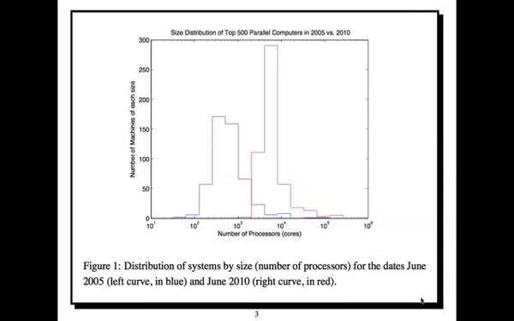What I'm showing here is the number of processors, which admittedly is a crude way of measuring things. To be technical, you say the number of cores, but that's the number of processors. So the axis here is the number of processor cores, and here it's the number of machines with that number of cores. So it's the distribution of machines as a function of the size of the machines. In blue, we have 2005, and in red, we have June 2010.